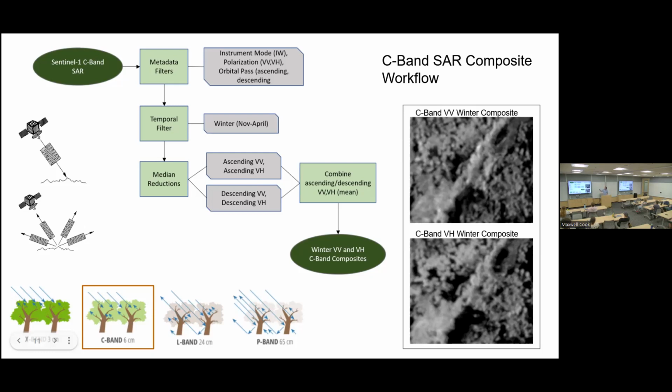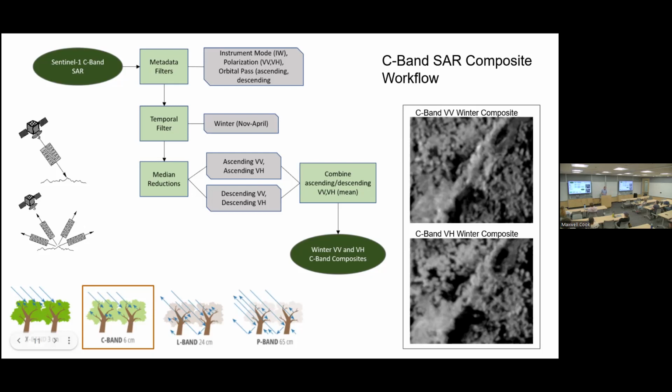So we take the interferometric wide swath, which is the largest and most standard instrument mode. We take both the vertical and vertical horizontal polarizations, and then both ascending and descending passes. So this is the direction of the satellite as it's crossing the Earth. And so you can imagine as it's imaging the Earth in one direction, it's going to have different characteristics than it will when it's coming around the other side, right? And so it's going to see different parts of the landscape.